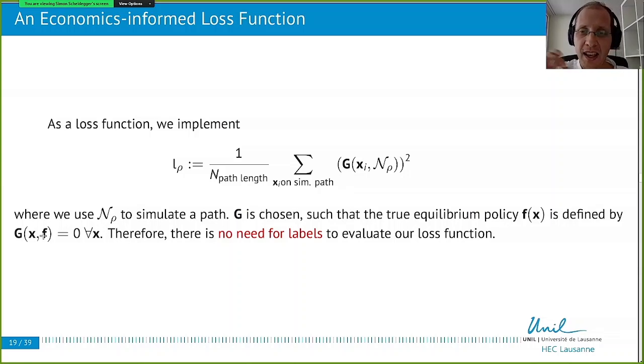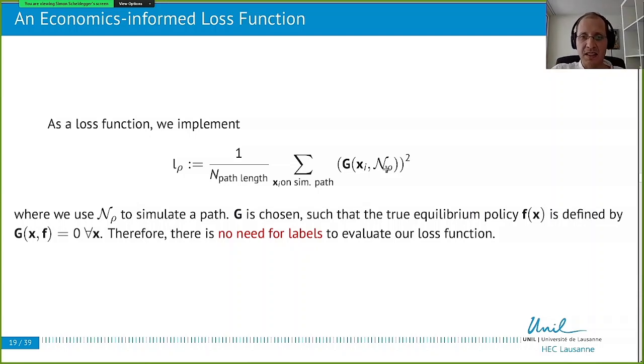I know if I had the equilibrium policies, the optimal policies, this expression G would hold strictly to zero. But of course, because I initialize my neural net randomly, this will be a huge loss function. Then I let the neural net update my policies with stochastic gradient descent. I simulate again. My guess for the policies becomes better, and I repeat that until convergence.